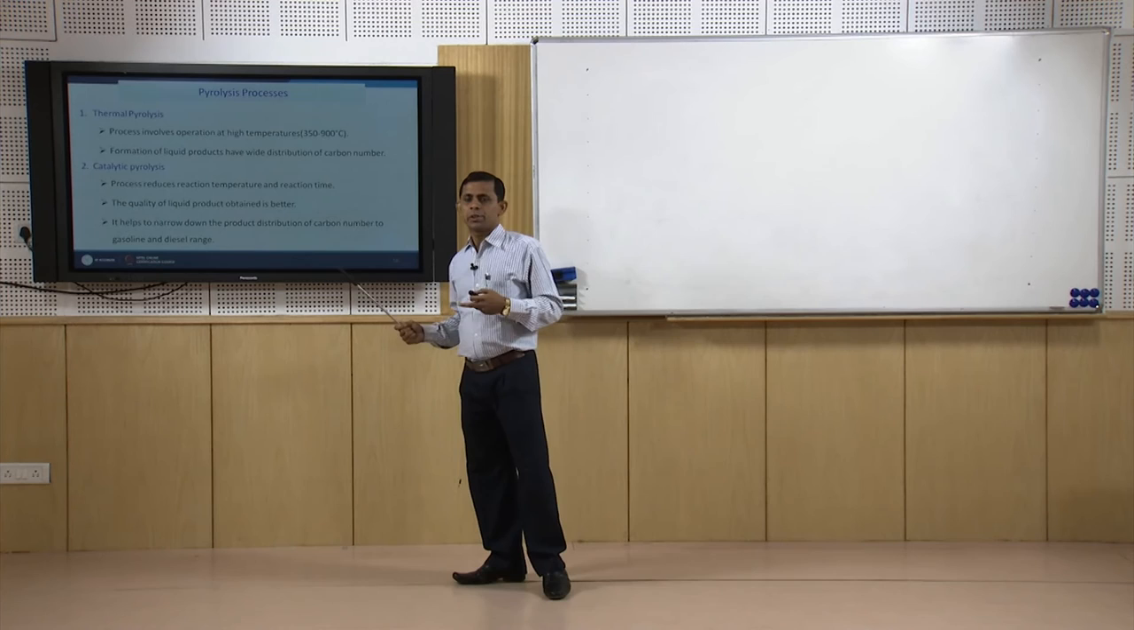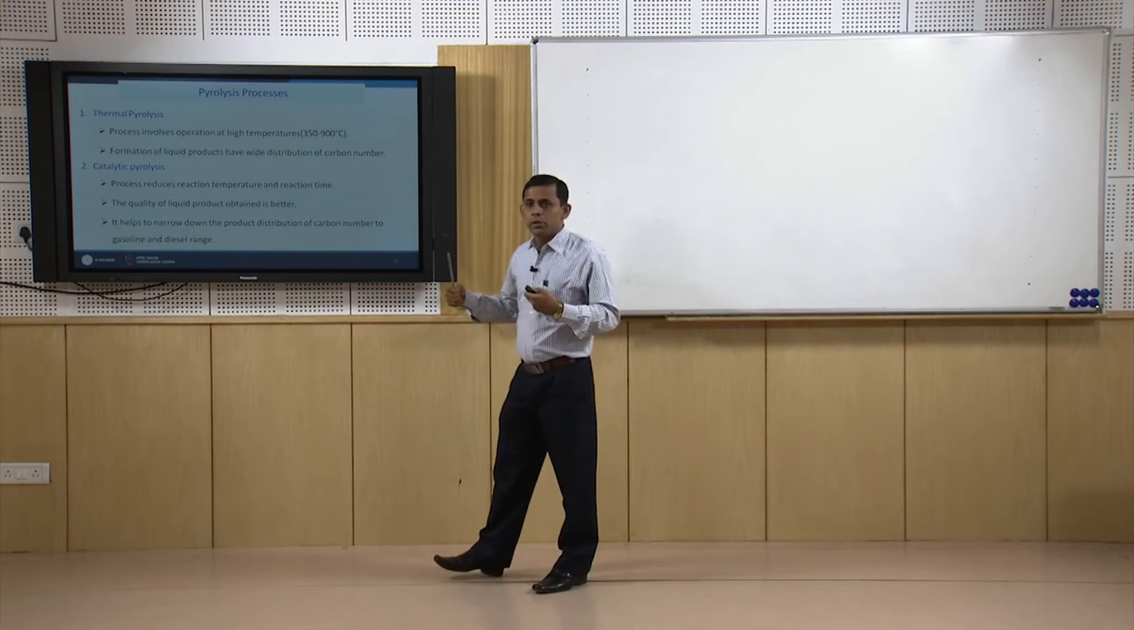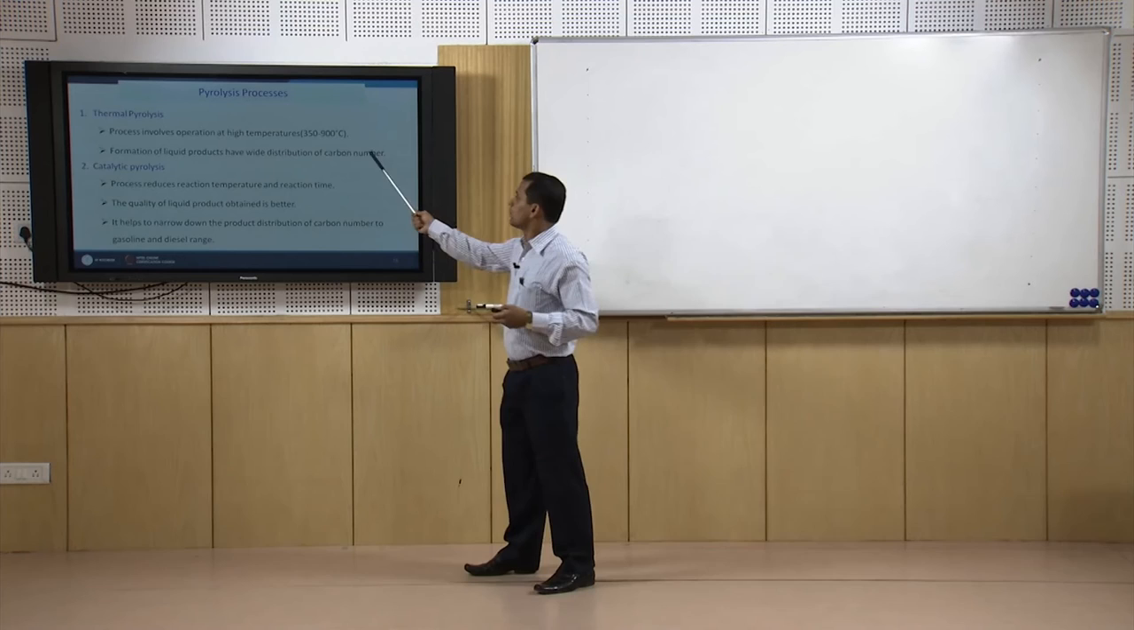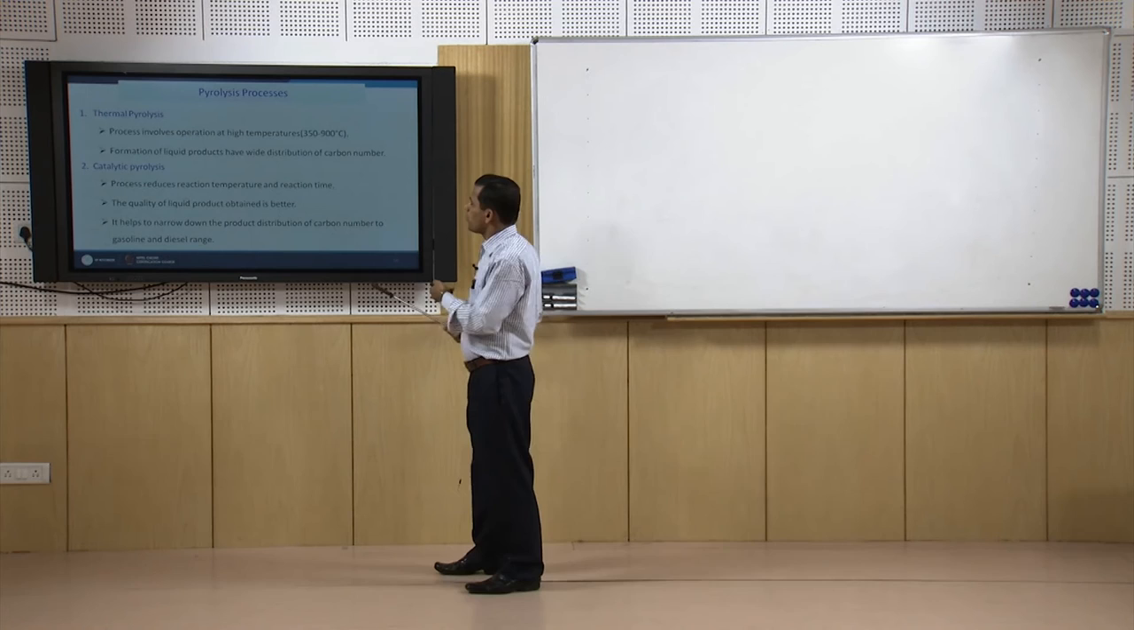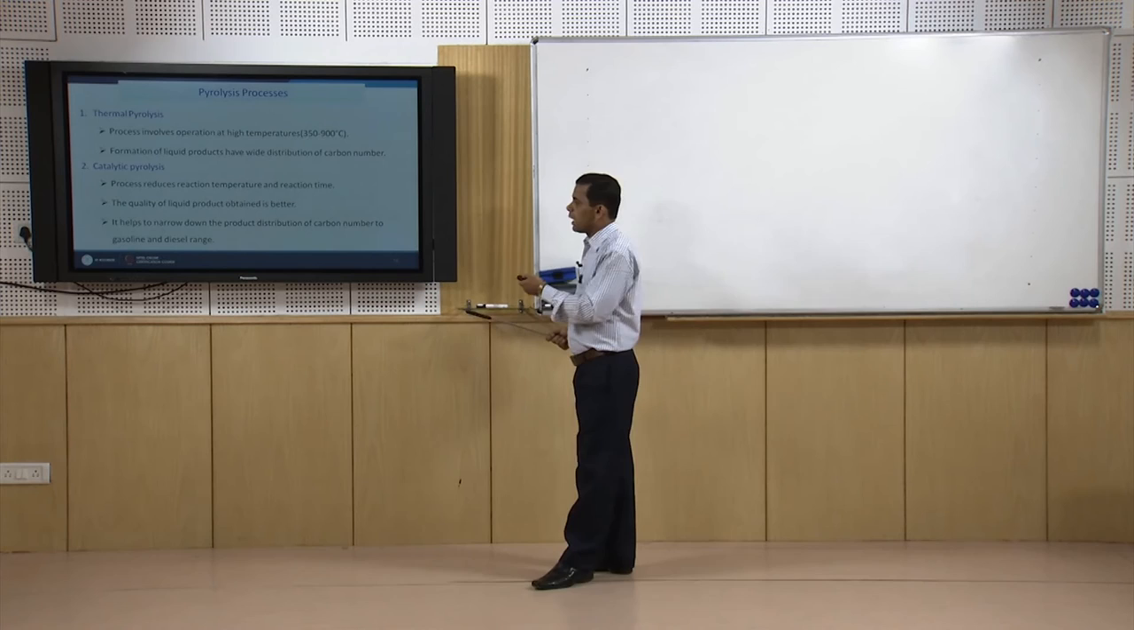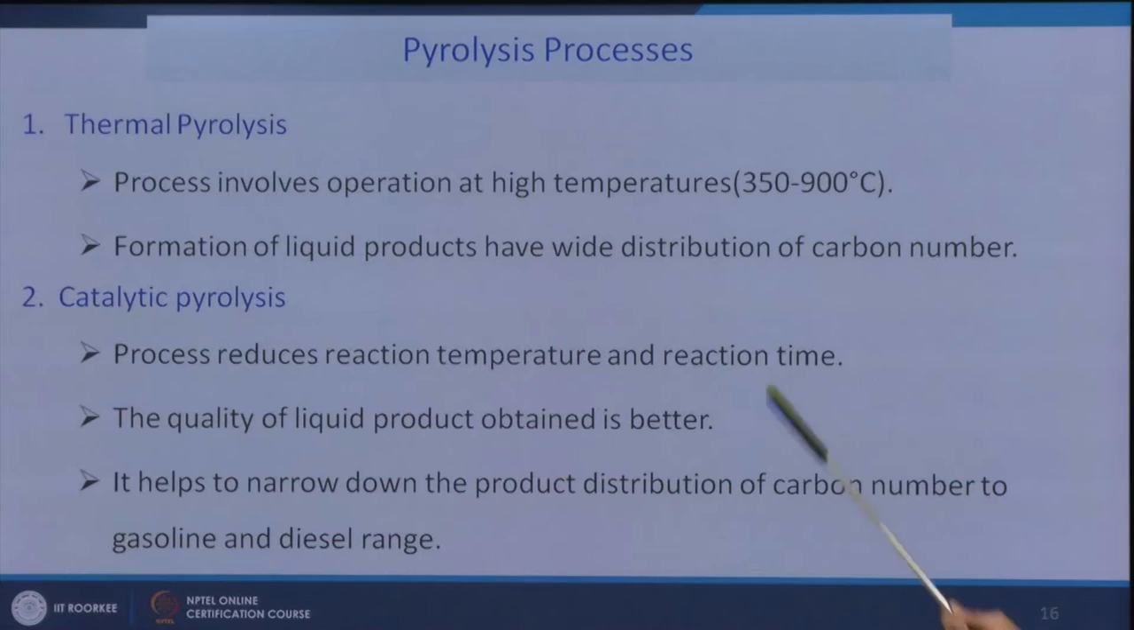But now if we use a catalyst, that reduces the temperature requirement for the process as well as narrows down the carbon number in the molecules in the product. So the quality of the liquid product obtained is better, and it helps to narrow down the product distribution of the carbon number to the gasoline and diesel range. So that is why catalytic pyrolysis in the case of plastics is more attractive than the thermal one.